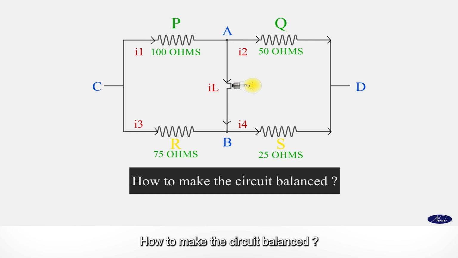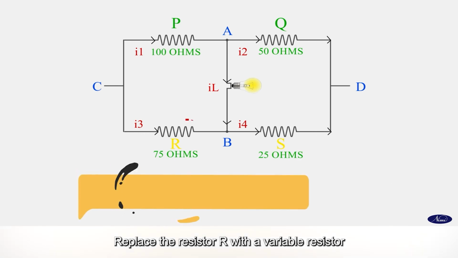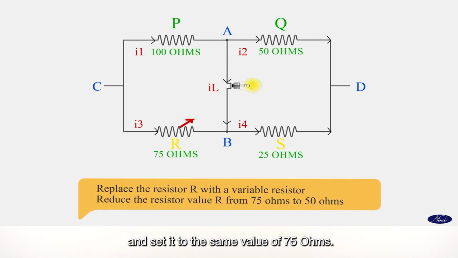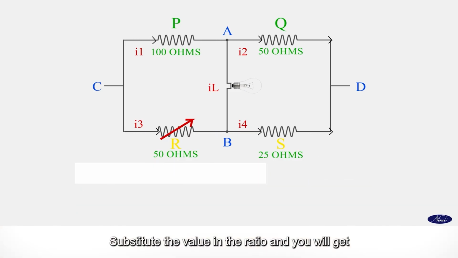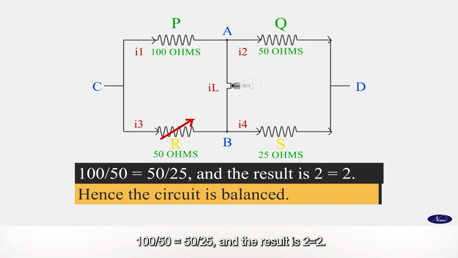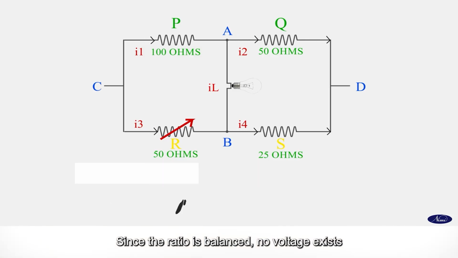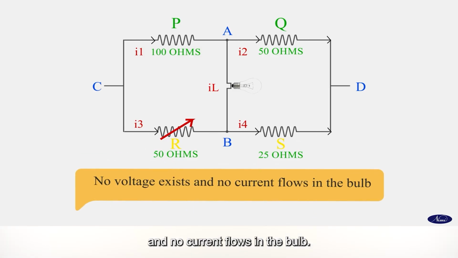How to make the circuit balanced? Replace the resistor R with a variable resistor and set it to the same value of 75 ohms. Reduce the resistor value R from 75 ohms to 50 ohms to balance the circuit. Substitute the value in the ratio and you will get 100 upon 50 is equal to 50 upon 25 and the result is 2 equal to 2. Since the ratio is balanced, no voltage exists and no current flows in the bulb.